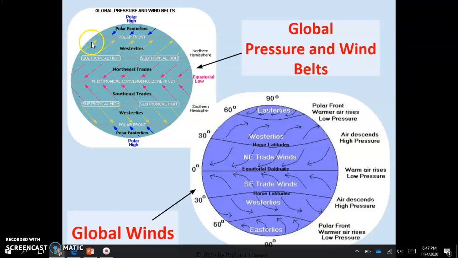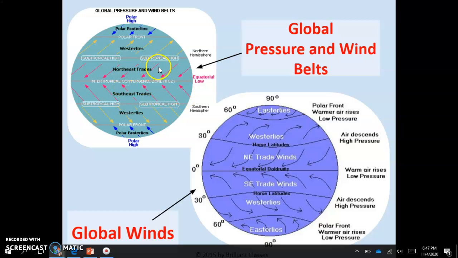So here is just an example of our trade winds and our westerlies. We're not going to worry about the easterlies yet because, again, this is more talking about our weather unit, which we'll get to. And we'll also talk about pressure a little bit more when we get to weather. But we just need to introduce this topic here because these winds do affect the patterns of our ocean currents.